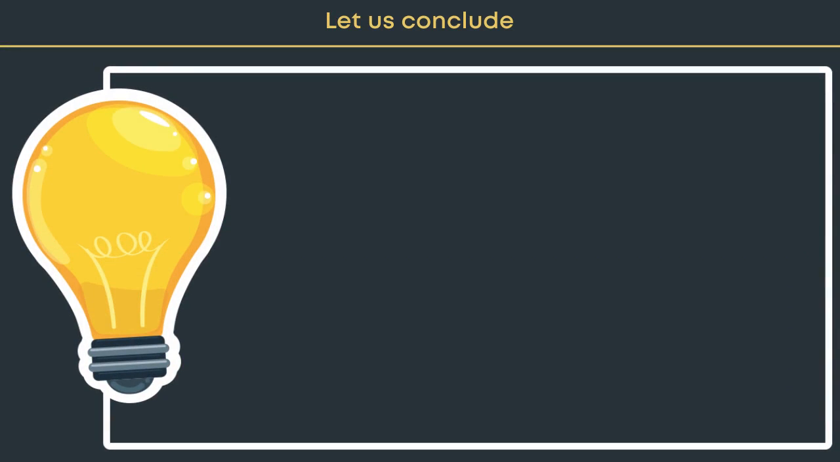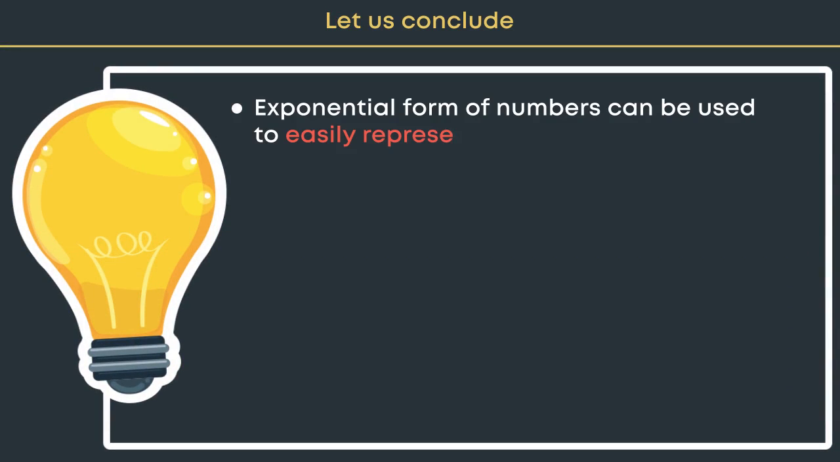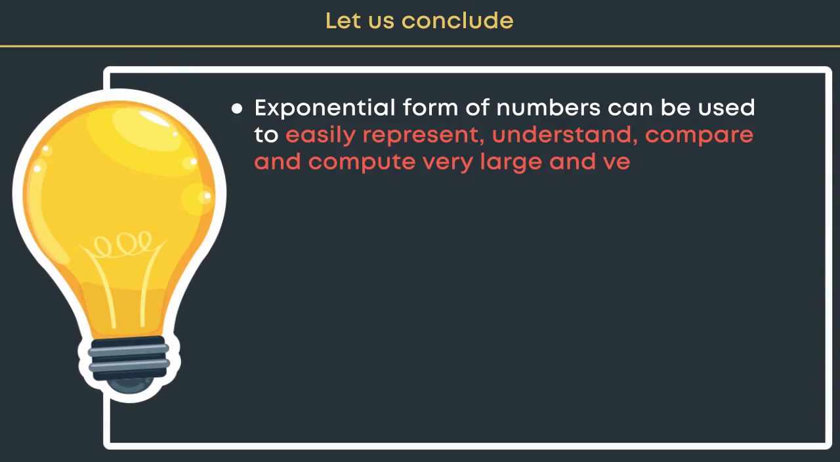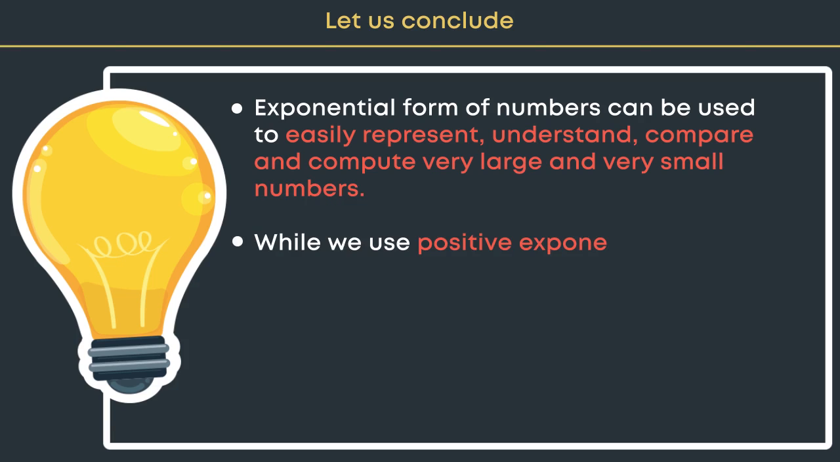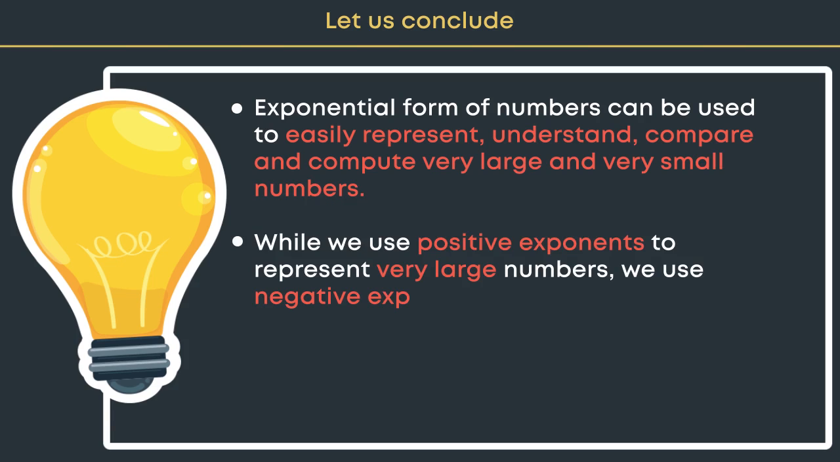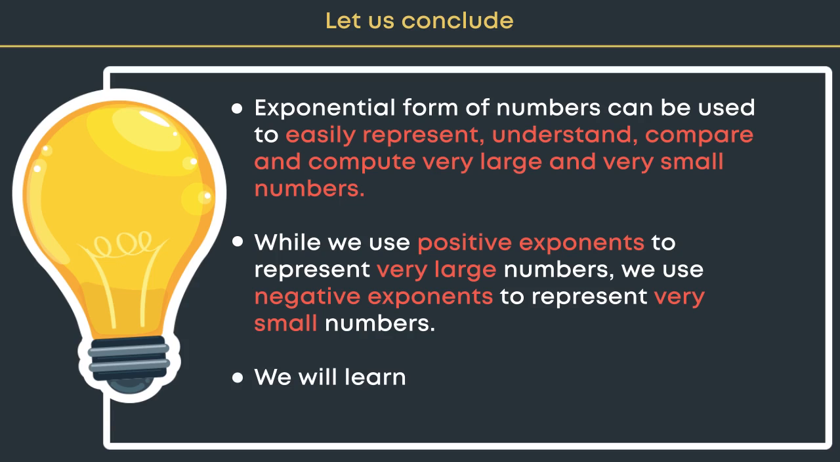Let us conclude. Exponential form of numbers can be used to easily represent, understand, compare and compute very large and very small numbers. While we use positive exponents to represent very large numbers, we use negative exponents to represent very small numbers. We will learn more about negative exponents in this chapter.